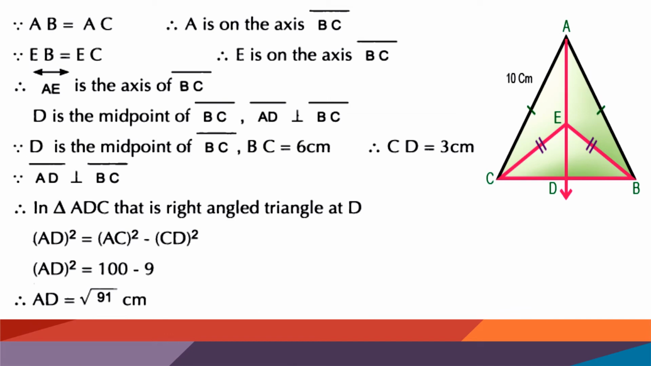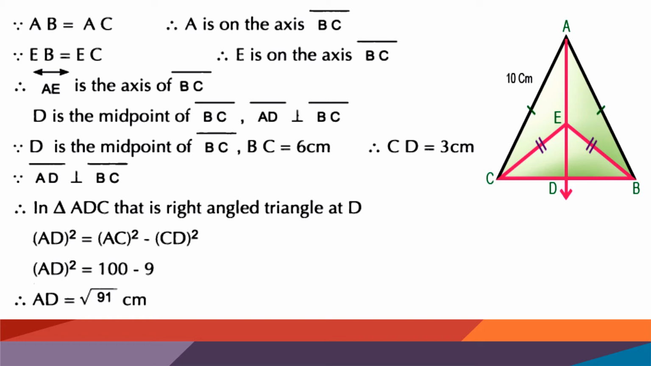Okay, how to find this? Since AB equal to AC at first, then A is on the axis of BC, okay? Since EB equal to EC, okay, then E is on the axis of BC also. Then AE is the axis of BC.